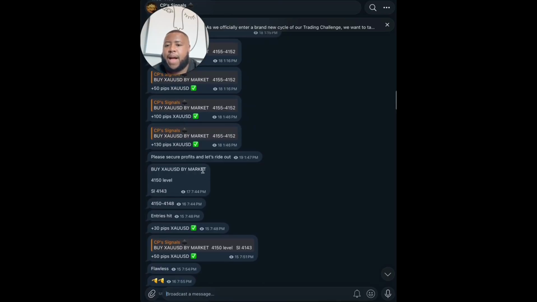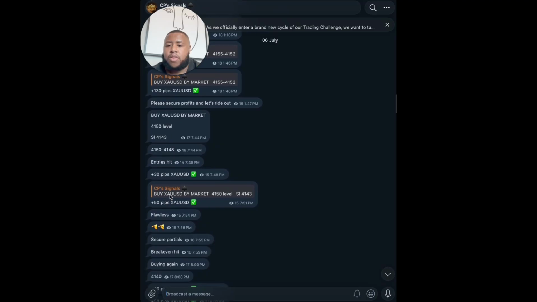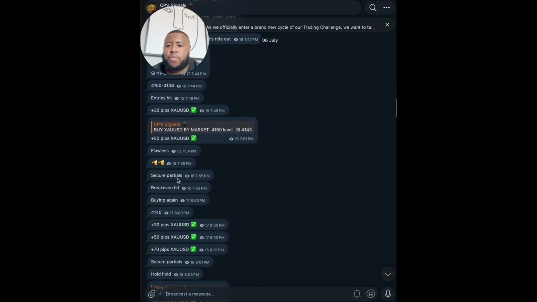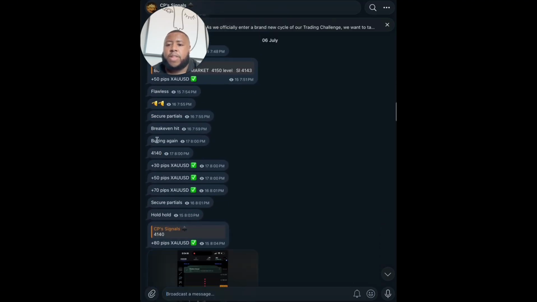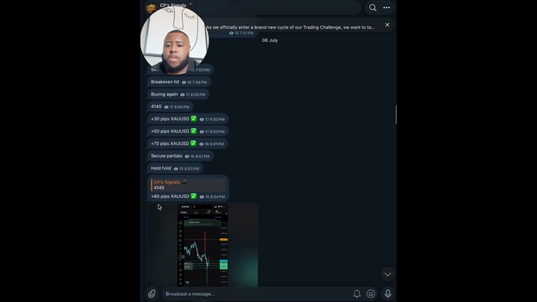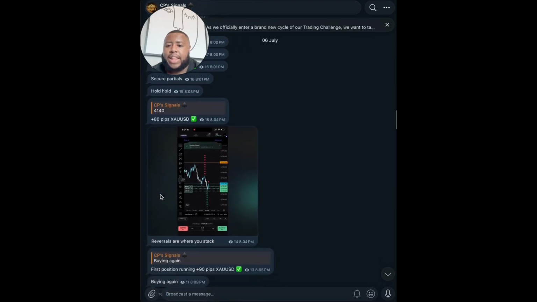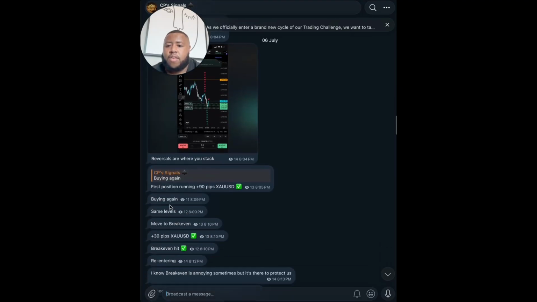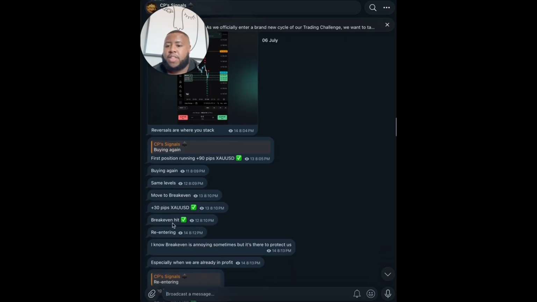This is an example. Look, buy XAUSD by market. This is the level, the stop loss is only 70 pips. This trade went on and ran 50 pips, and then we secured partials and they broke even. But then we bought it again, and then it ran 30 pips, 50 pips, 70 pips. We said hold, it ran 80 pips. This is this trade. Boom, first position running 90 pips, and we sent an additional entry. Look, buy again, same level, move to break even, 30, break even hit. Boom, 2 minutes later, re-entering.